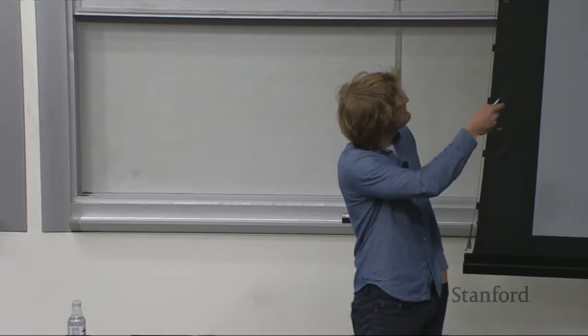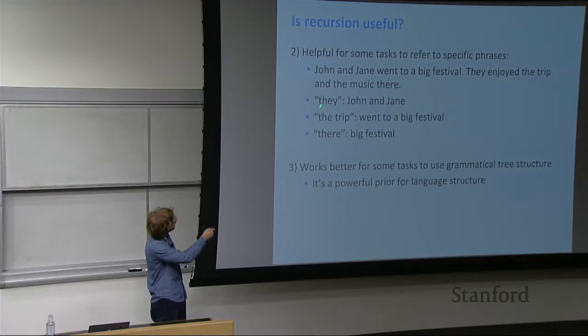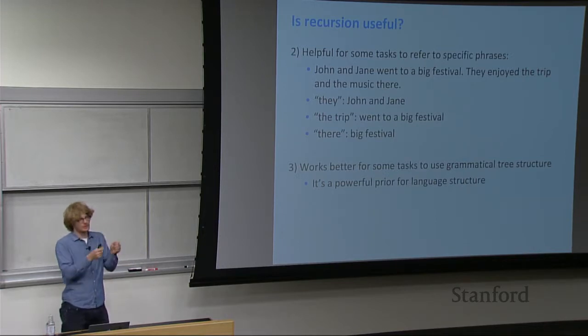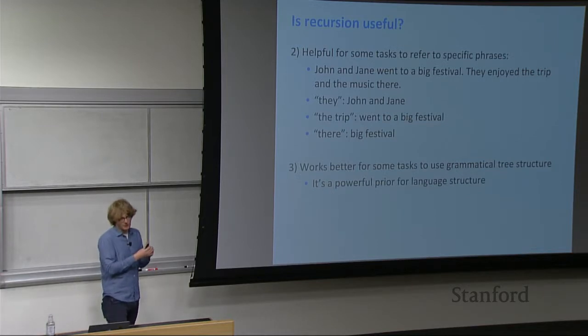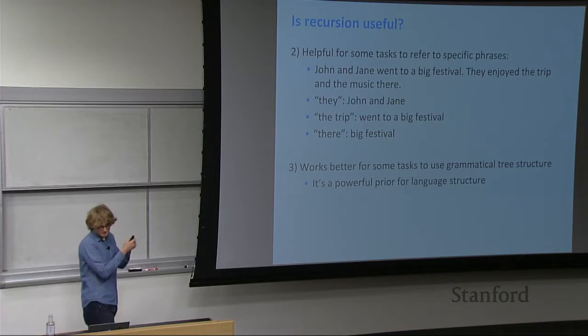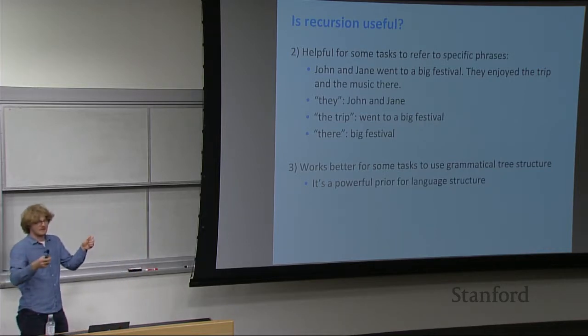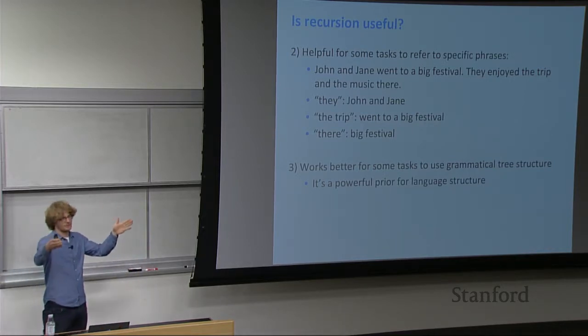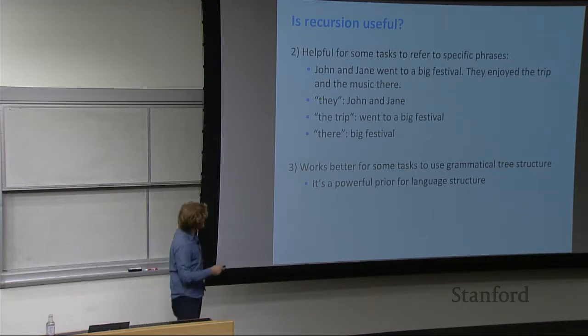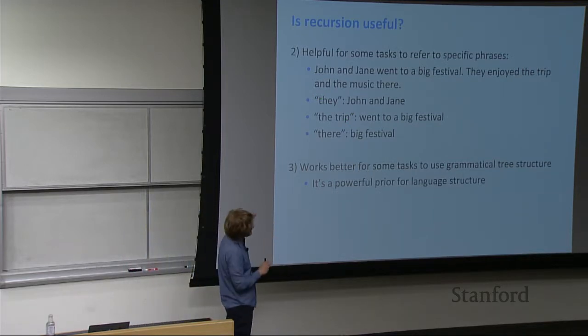So yeah, good question. Here I motivated recursion also in terms of being able to refer to a specific node in a tree that covers multiple words. But you could say that you can also describe all of these in terms of just a span. Like start at word 1 and end at word 3, or in this case, John and Jane, 1 to 3.